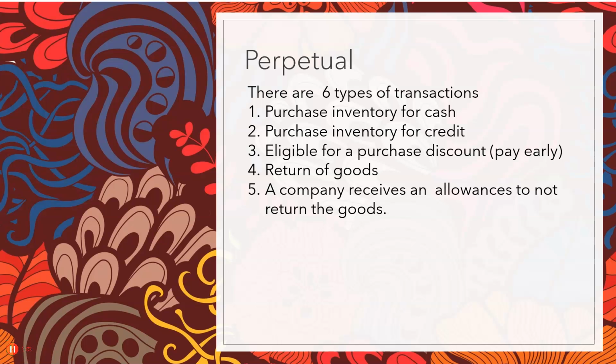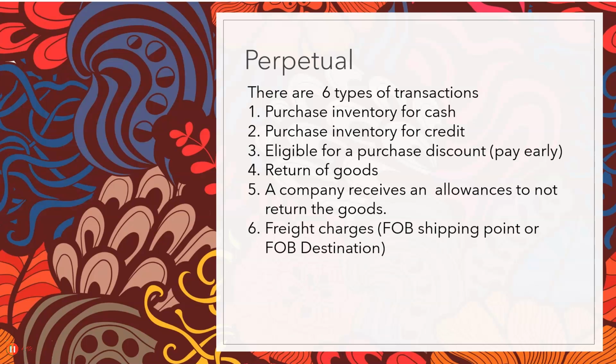An example would be a company buys 100 blue caps and they're not the right color blue, and they go to the person they bought them from and they say, no, we don't want them back. You keep them and we'll give you 10% off. That is an allowance. The goods are not returned. And then we're going to talk about freight and how these are handled when it comes to inventory.